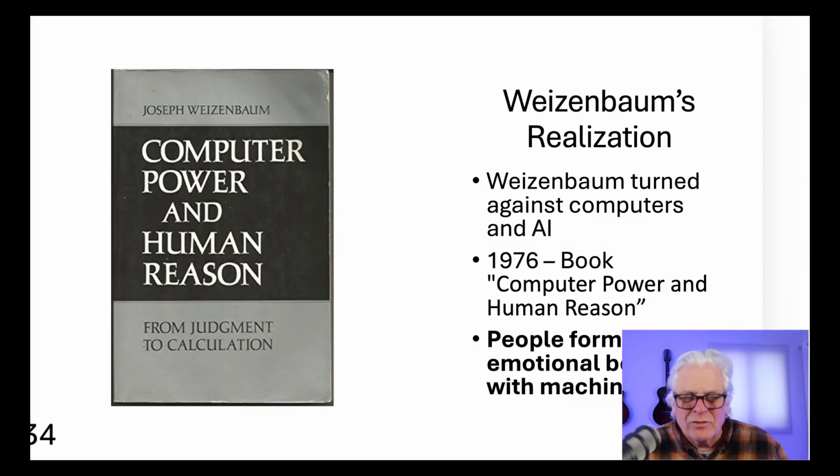When he realized what was going on, he turned against computers and AI. He wrote a book in 1976 about computer power and human reason. And what bothered him more than anything else was that people formed emotional bonds with machines. And he didn't like that at all.